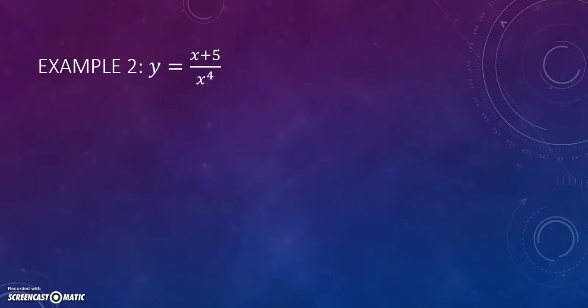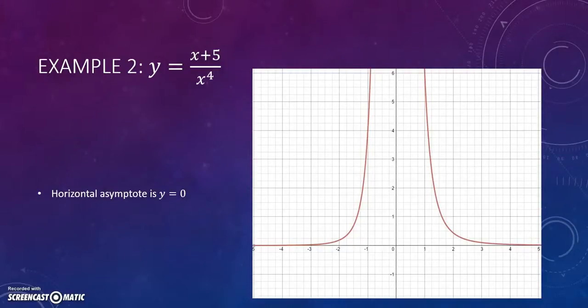Now let's look at y equals x plus 5 over x to the 4th. In this case, the degree of the numerator is less than the degree of the denominator. This means that the horizontal asymptote is y equals 0. If you look at the graph of this function, you'll notice that it is approaching that very line.